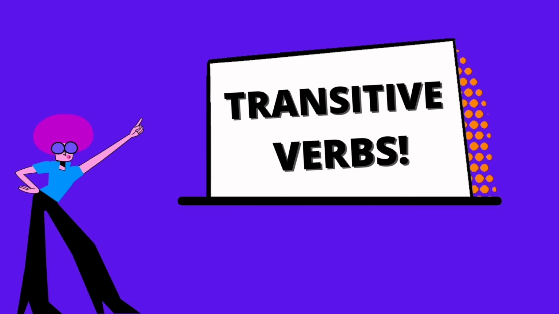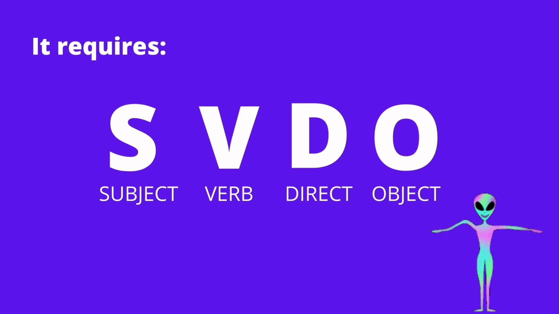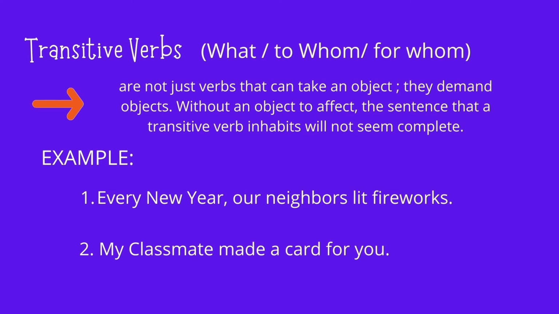Now let's proceed with transitive verbs first. So for you not to be confused and to easily define if it is a transitive verb, you may look for these initials. A transitive verb demands SVDO, or subject verb direct object. These initials only belong to transitive verbs. It also answers the question what, and it tells to whom or for whom the action is. And transitive verbs are not just verbs that can take an object. They demand objects. Without an object to affect, the sentence that a transitive verb inhabits will not seem complete.